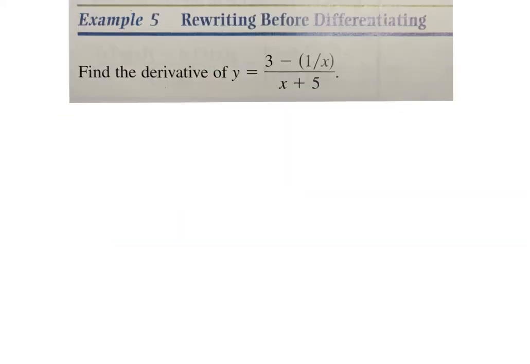All right, so if I were to do this one, I would probably rewrite that top to 3 minus x to the negative 1 over x plus 5. And then my derivative of my top is going to be negative times the negative, so the 3 goes away. This becomes a positive x to the negative 2. So my derivative here of the top is that. My derivative of the bottom is just 1, right? Everybody see that?